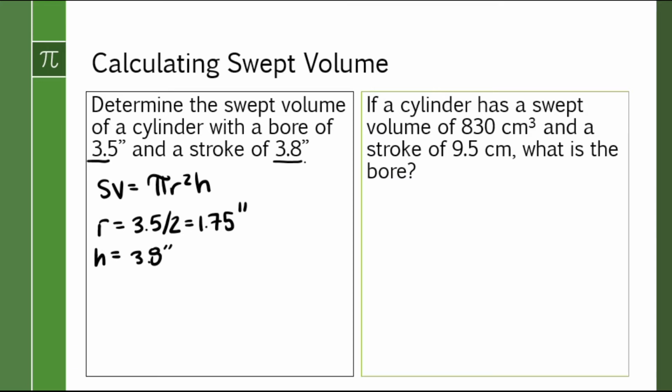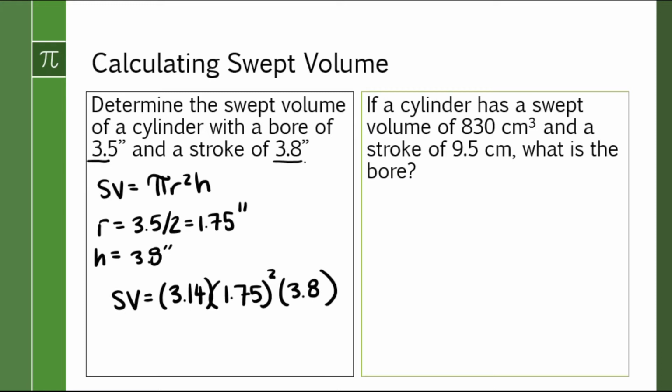And now I have everything I need to find the swept volume. I'm going to use 3.14 for pi. You can use whatever you want on your calculator. If you use the entire button that it gives you, you'll have a slightly different answer, but it should be close. Radius squared times that height.